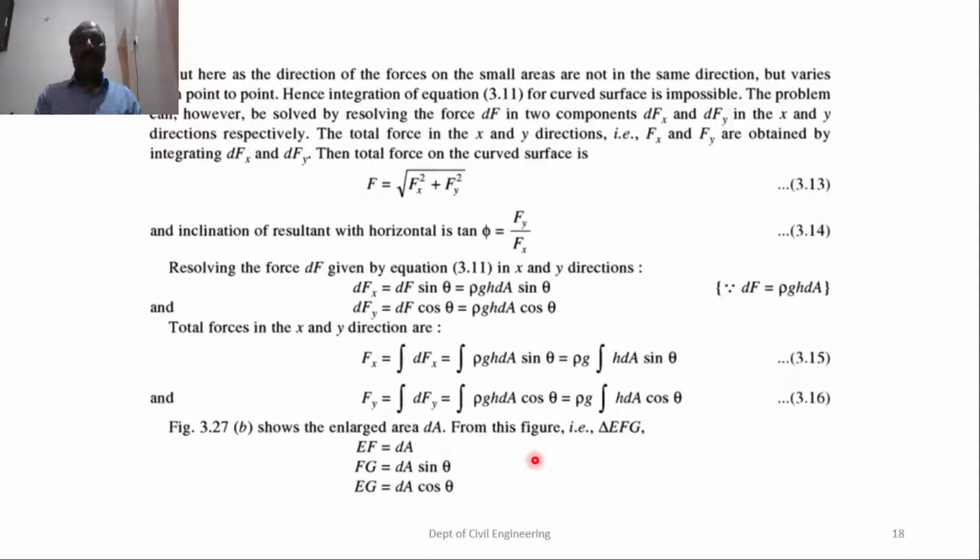But here the directions of the forces on the small areas are not the same, but vary from point to point. Hence integration of equation 3.11 for a curved surface is impossible. The problem can, however, be solved by resolving the force dF into two components, dFx and dFy, in the x and y directions respectively. The total forces Fx and Fy are obtained by integrating dFx and dFy. The total force on the curved surface is F equal to the square root of Fx squared plus Fy squared. The inclination of the resultant with the horizontal is tan phi equal to Fy by Fx.